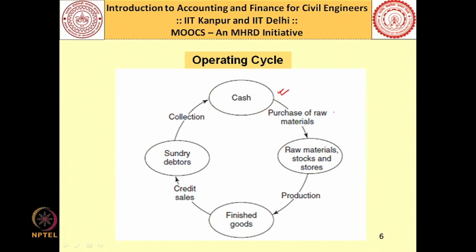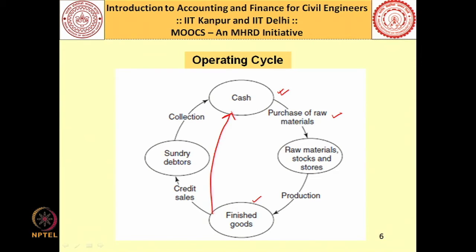Now, with this cash you purchase some raw materials. These raw materials are processed, you engage workers on them, you put them in different processing units, you produce the finished goods, then these finished goods are sold, sometimes directly in the form of cash, sometimes the sales is on credit basis. Now, if the sales is directly through cash, straight away from finished goods you are here. So, cash is realized back.